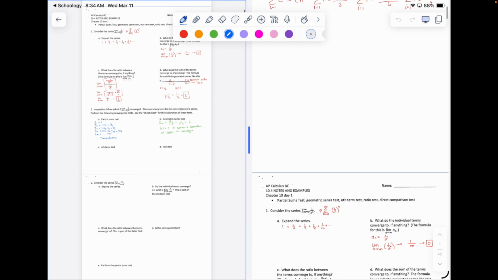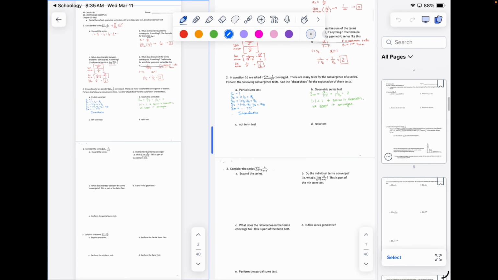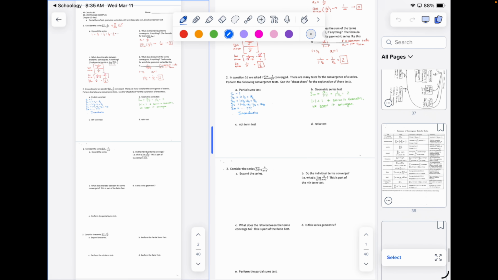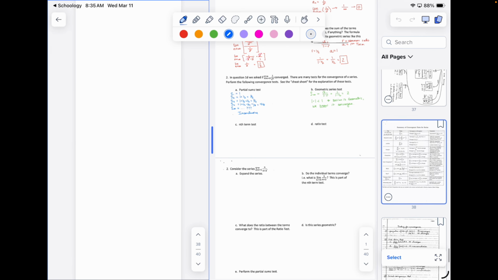Aha, look at this. Okay. Now we can see both. Oh, I love when technology works for us.